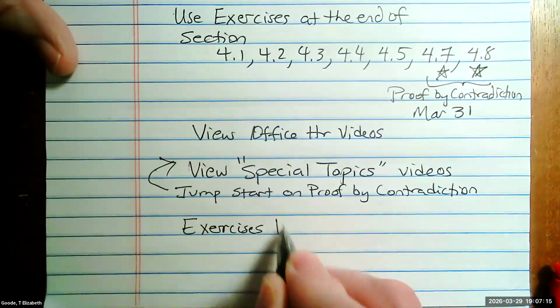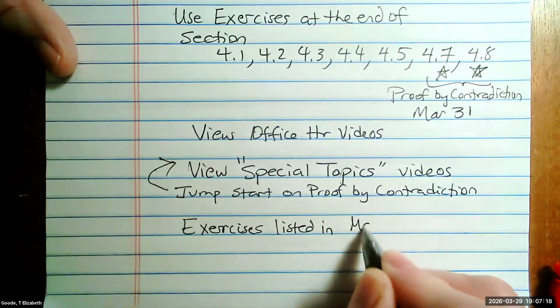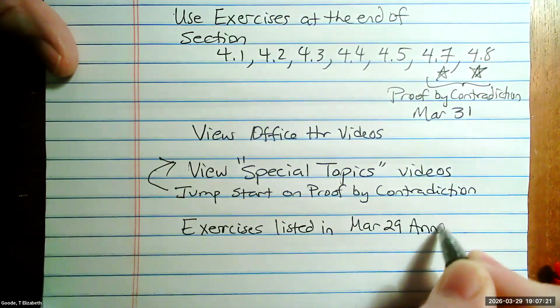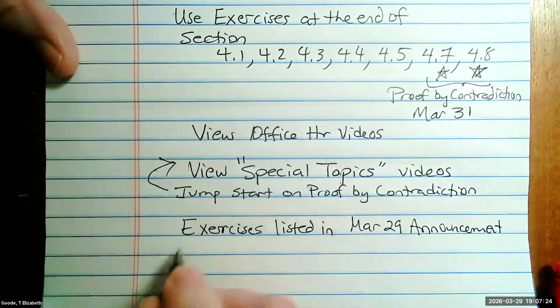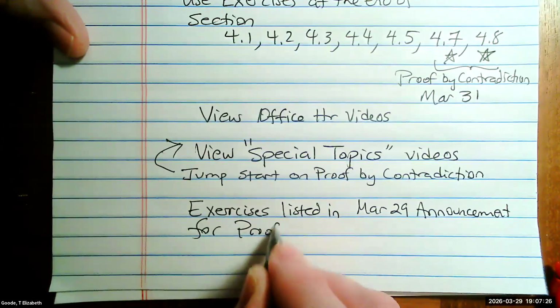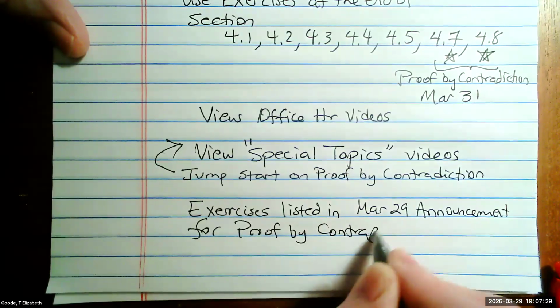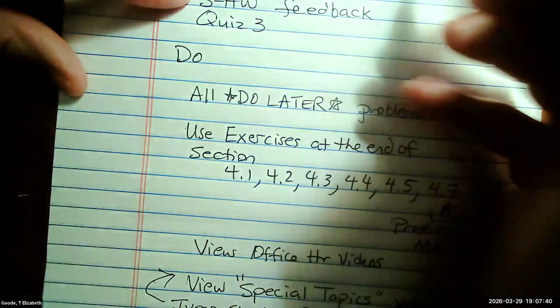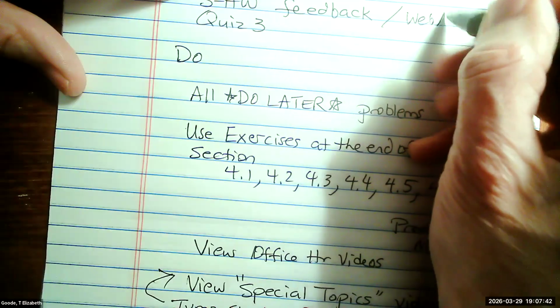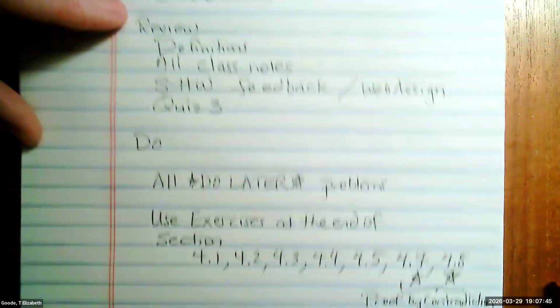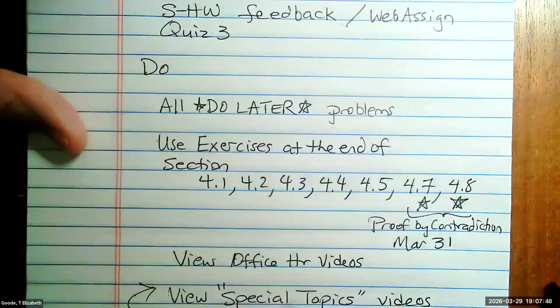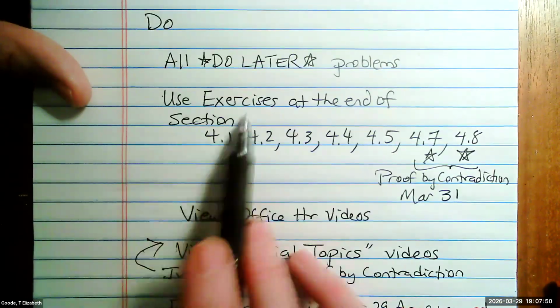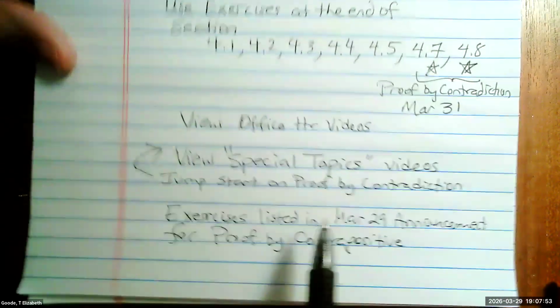Exercises listed in our March 29th announcement for proof by contrapositive. And of course, I should put definitions at the top: review definitions, class notes, special homework. You can also review WebAssign because you can go back in and look at those problems, in quiz 3, and do all the due later problems. And then these are the sections that will be covered on the test.